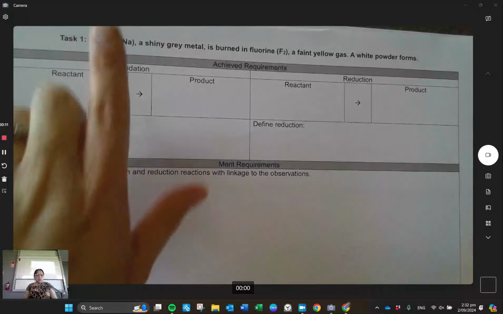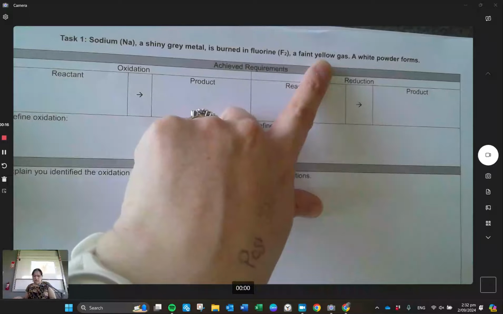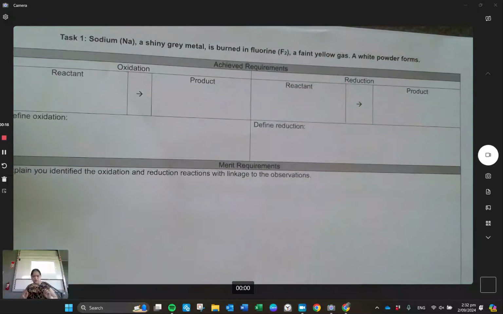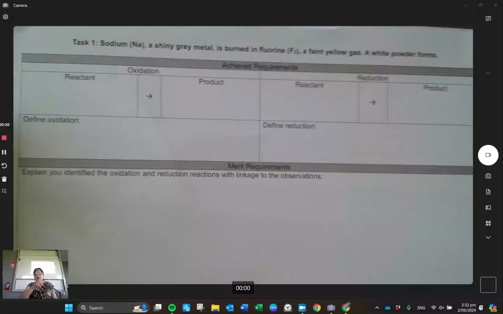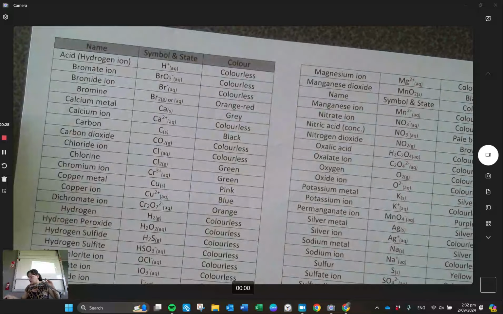Okay, so we're talking about sodium being burnt in fluorine gas, which is a faint yellow color, and then a white color forms. So, first thing is we need to look at our resource sheet, and I'm very mindful that Ms. Falsolo emailed me saying there was some stuff missing, which I thought I had gotten everything, but apparently not.